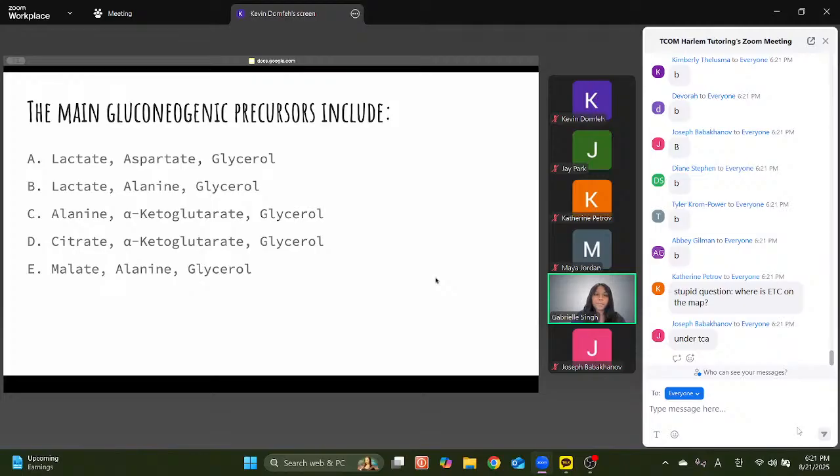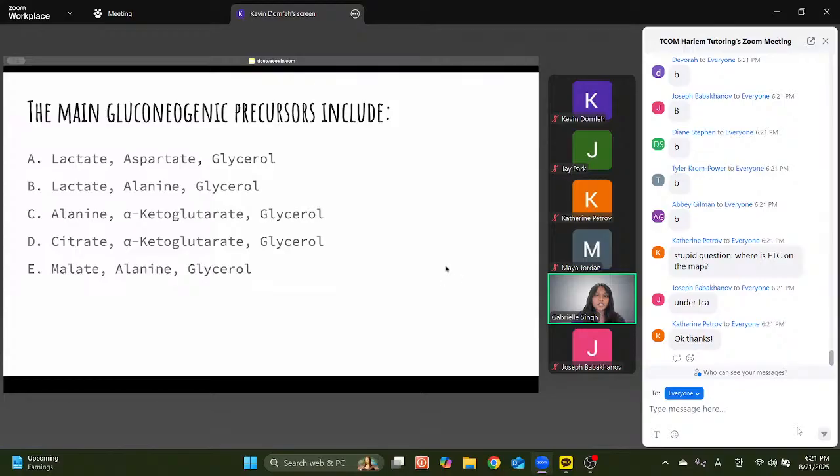Okay, so a lot of people put B in the chat for this question, which is lactate, alanine, and glycerol. I just pulled this directly from your slides. These all convert to pyruvate, which can enter gluconeogenesis.